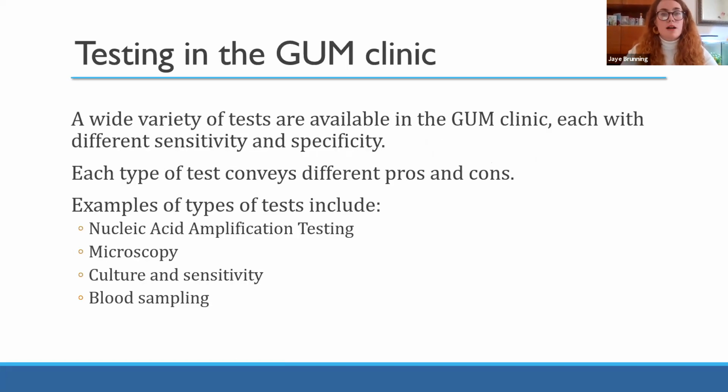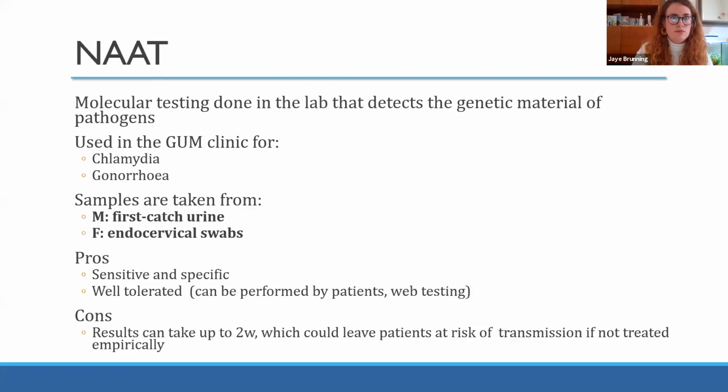There's a wide variety of tests that are available in the gum clinic, and each of them has different sensitivity and specificity. I'm not going to do a methods section, but it's about how accurate the tests are. Each type of test also has extra pros and cons and reasons why you might do them at different times. The main examples of testing include nucleic acid amplification testing, microscopy, culture and sensitivity, and blood sampling. I'll go through each of those in turn now.